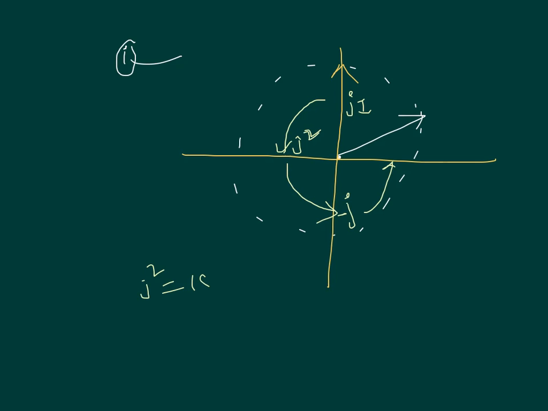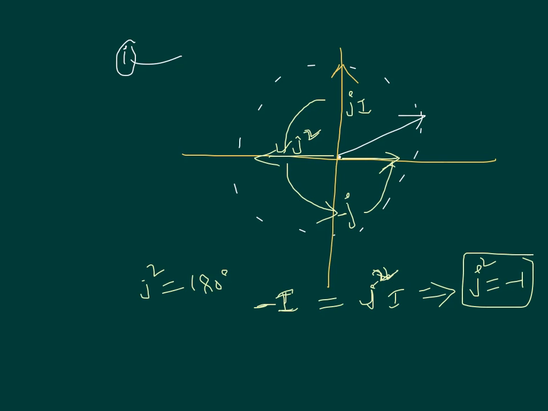j square means 180 degrees, right? So here we are getting the same I in the opposite direction, and the same I in the opposite direction is minus I. That is exactly j square I. So j square can be written as minus 1. And j cube is j square into j, and j square is minus 1, so it is minus j. That is the third one, 270 degrees. And for 90 degrees, it is j.